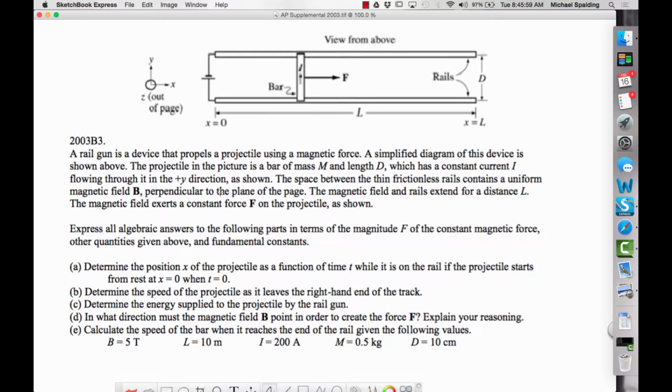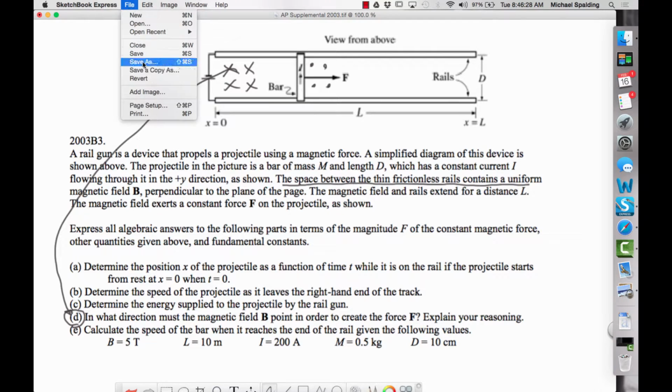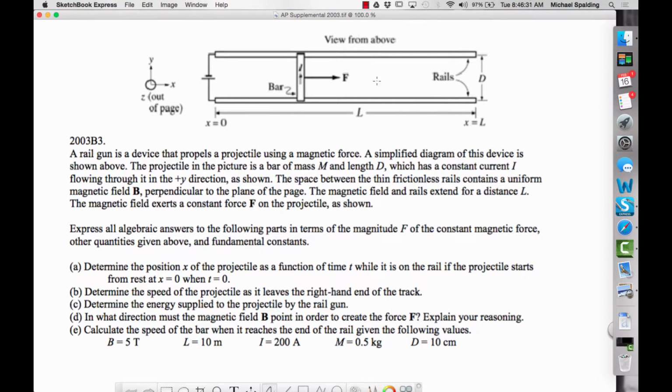It tells us in the problem that we have a magnetic field. It says right here, the space between the thin frictionless rails contains a uniform magnetic field. Even though the magnetic field isn't diagrammed here, they're not showing it going in or coming out. Do you know why they don't show it? Because this question wants you to figure out which direction the magnetic field must be directed. So we have a magnetic field between these rails, and this is major idea number one because you have moving charged particles in a magnetic field.